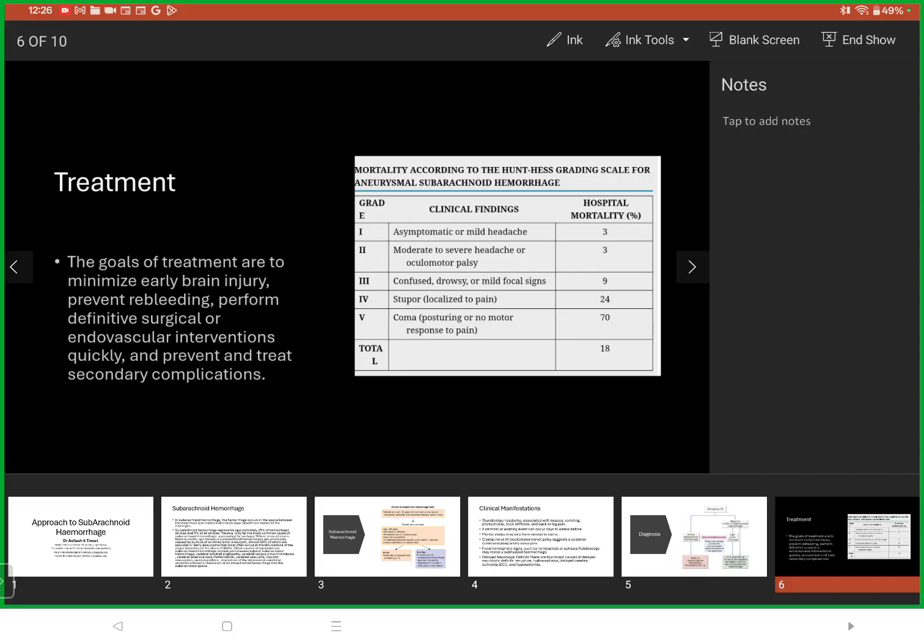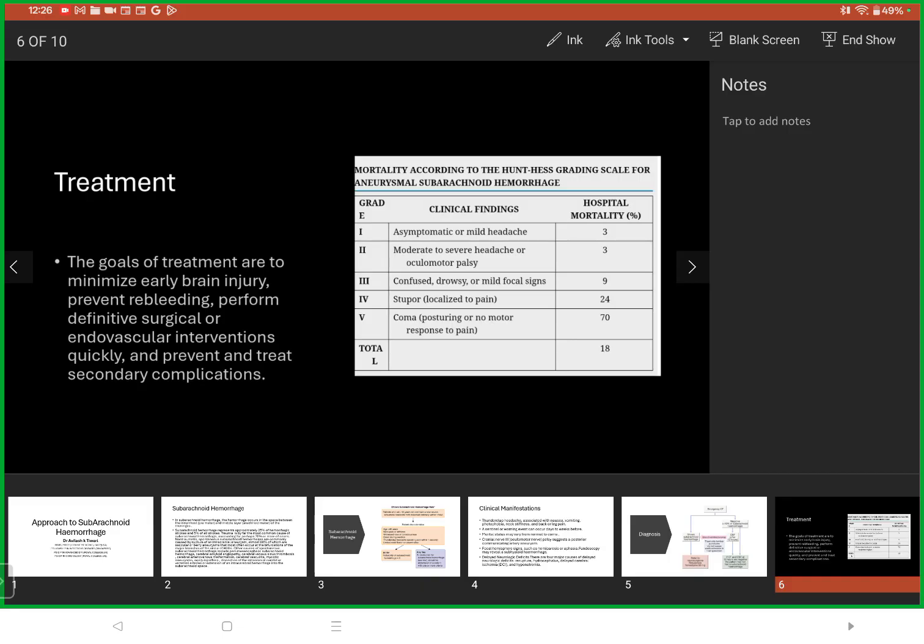If it is grade 2, moderate to severe headache with oculomotor palsy, the mortality rate in the hospital is 3. If it is grade 3, confused or drowsy with mild focal sign, the hospital mortality is 9. And you can clearly see as the grade of the Hunt and Hess increases, the mortality rises steeply. So the stupor and the comatose, that is grade 4 and grade 5, the mortality you can clearly see is 24 and 70.